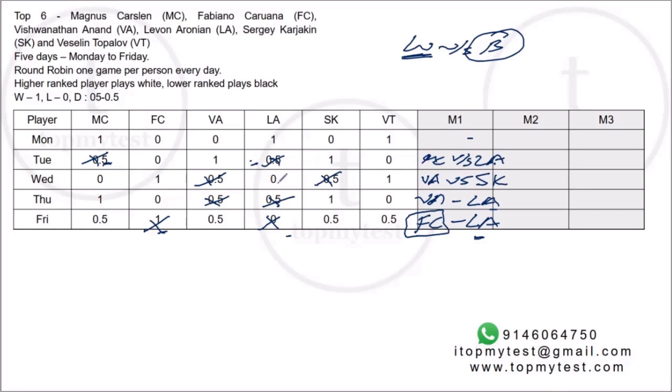Now, on Wednesday, he cannot play against FC because he plays on Friday. He cannot play against Carlsen because he plays on Tuesday. So on Wednesday, LA will play against VT. He will play with white and he will lose that match. So LA versus VT, VT won that match.